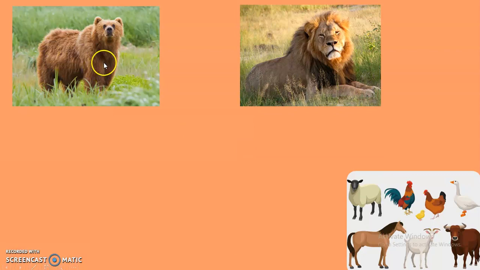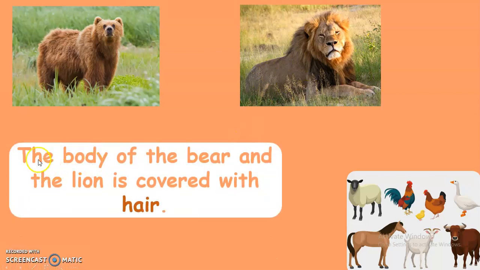Okay, now let's look at the bear and the lion. What covers the body of the bear and what covers the body of the lion? Scales? Do they have scales? No. What do they have here? What's this? Excellent. Hair. So, the body of the bear and the lion is covered with hair. Hair.